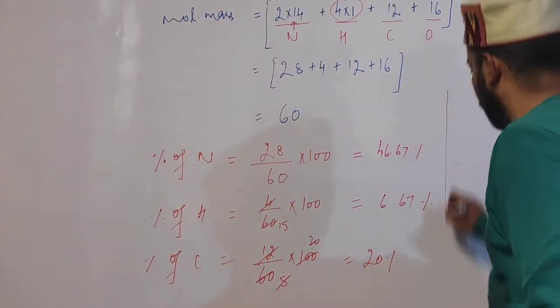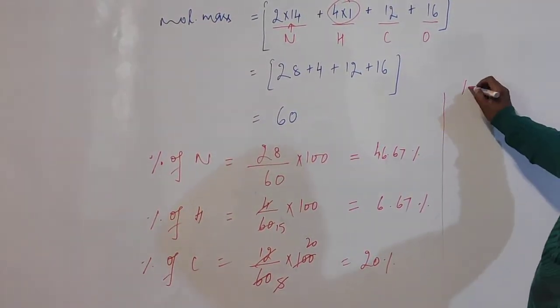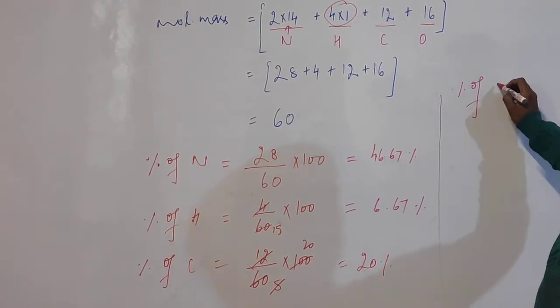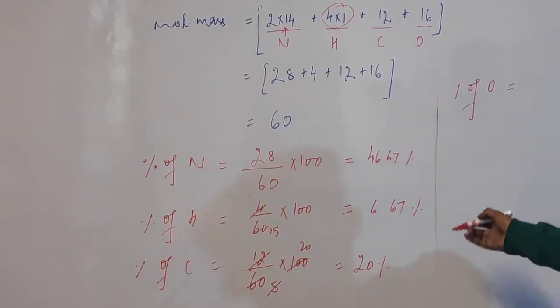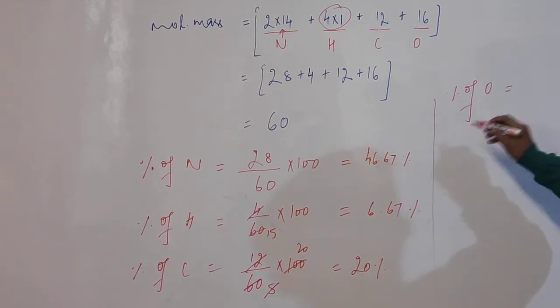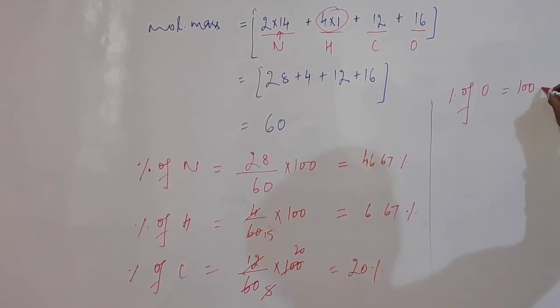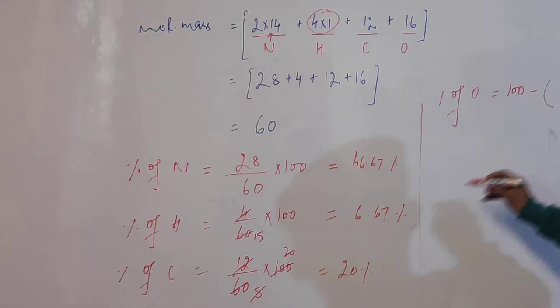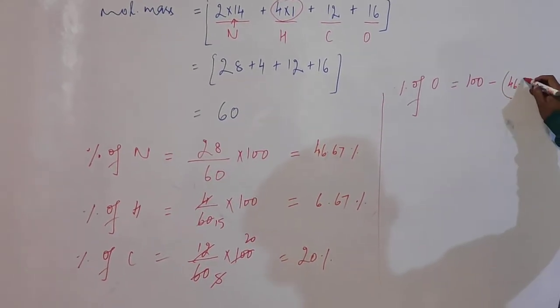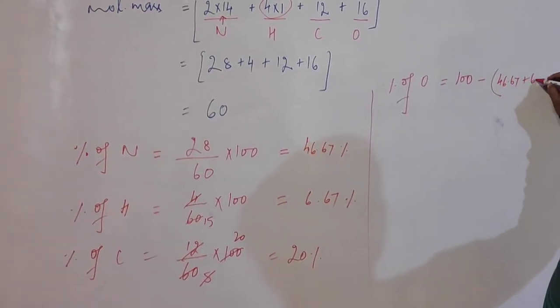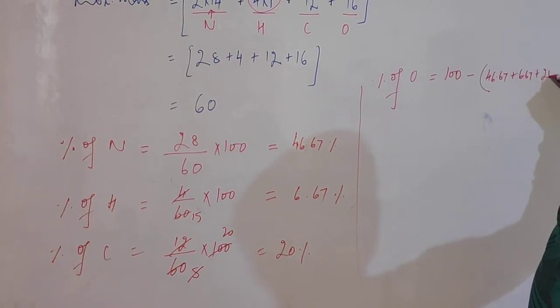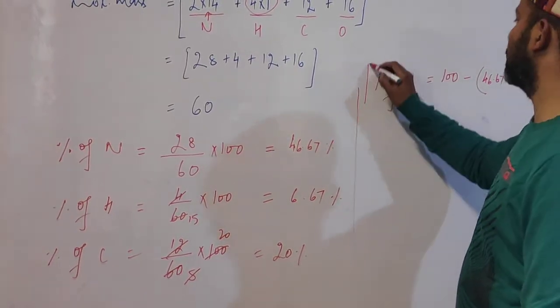Now students, finally we have to determine the percentage of oxygen. But there is no need to calculate it, because the percentage of oxygen will be the total 100 parts minus the percentage of all the other elements, that is 46.67 plus 6.67 plus 20. So this is how we determine percentage composition.